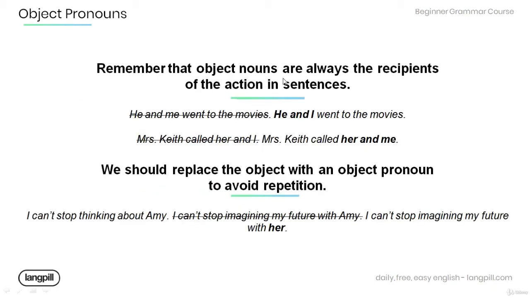Remember that object pronouns are always the recipients of the action in sentences. In this example over here, for example, in this sentence we have he and me.